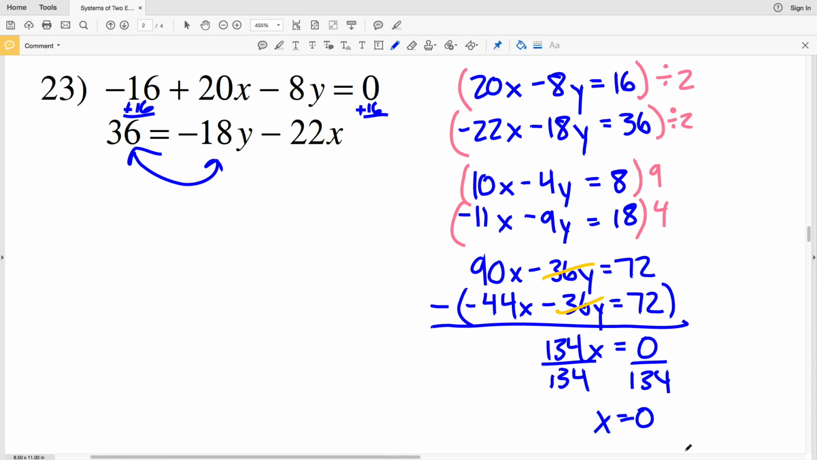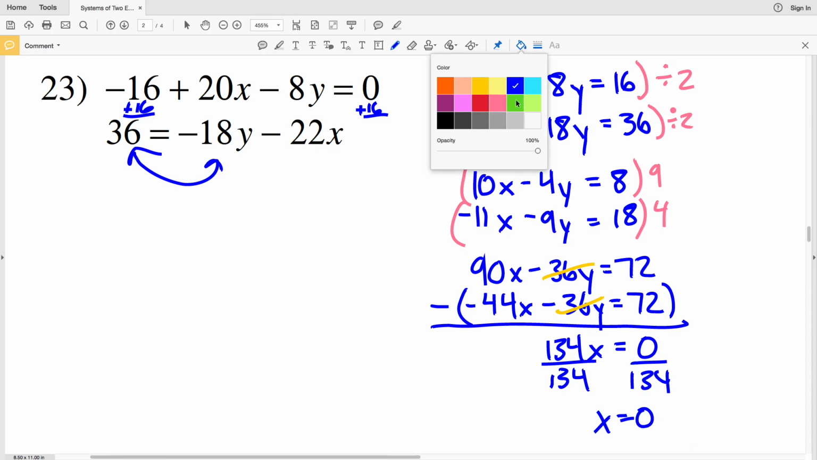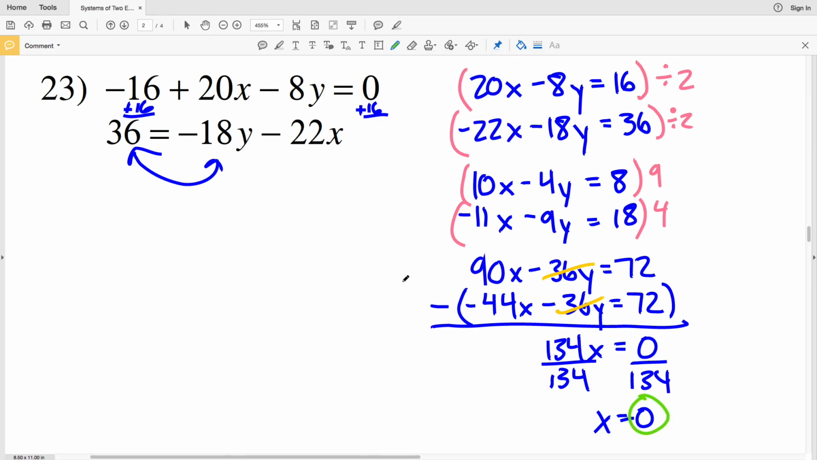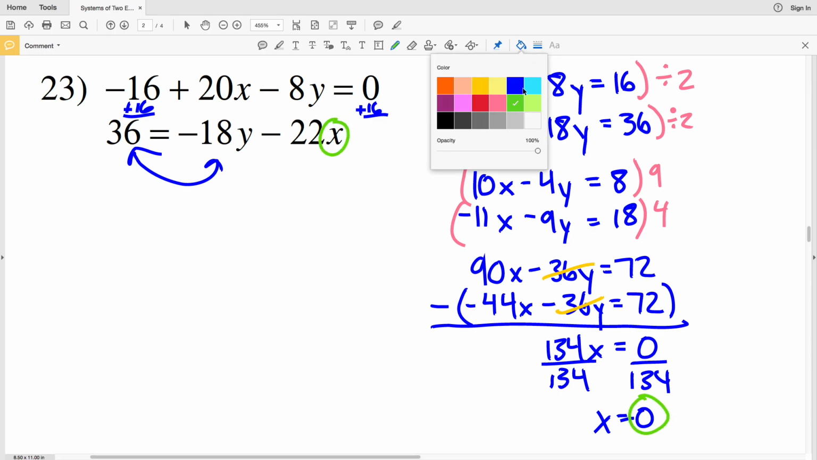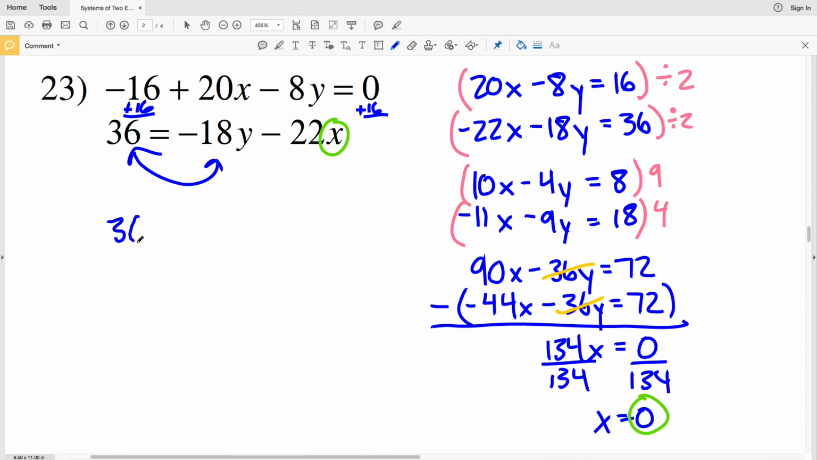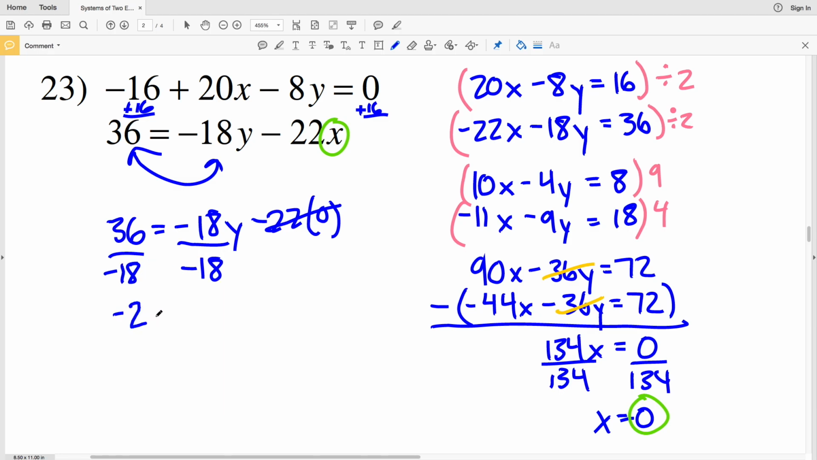So x is 0. Now I'll plug 0 in for x and solve for y. So I'll get 36 equal to negative 18y minus 22 times 0, which is 0. So dividing by negative 18, I'll get that negative 2 equals y. So my solution for number 23 is 0, negative 2.